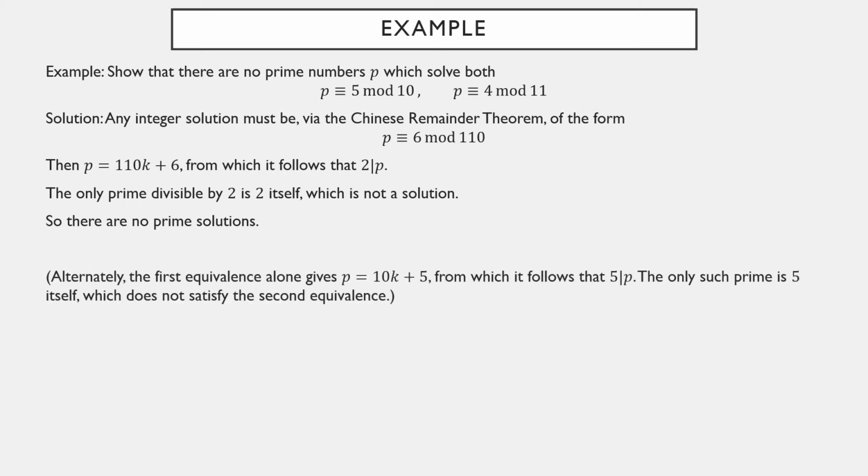Now, alternatively, just from the first equivalence, p is equivalent to 5 mod 10, you can get that p must be a multiple of 10 plus 5, from which you can derive that 5 must be a factor of p. That is not immediately an obstruction to the first equivalence. If p is simply 5, that's a prime number, and it is equivalent to 5 mod 10. However, 5 does not satisfy the second equivalence. So there's another way that you can see there are no primes that solve both.